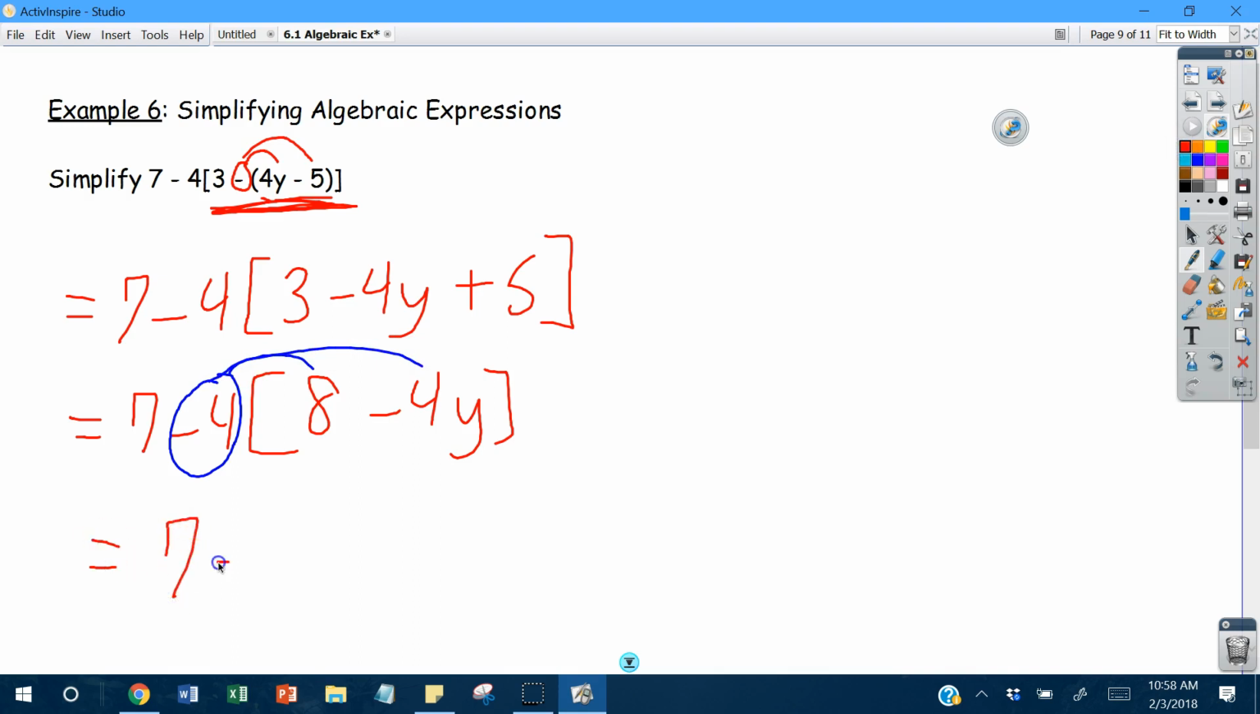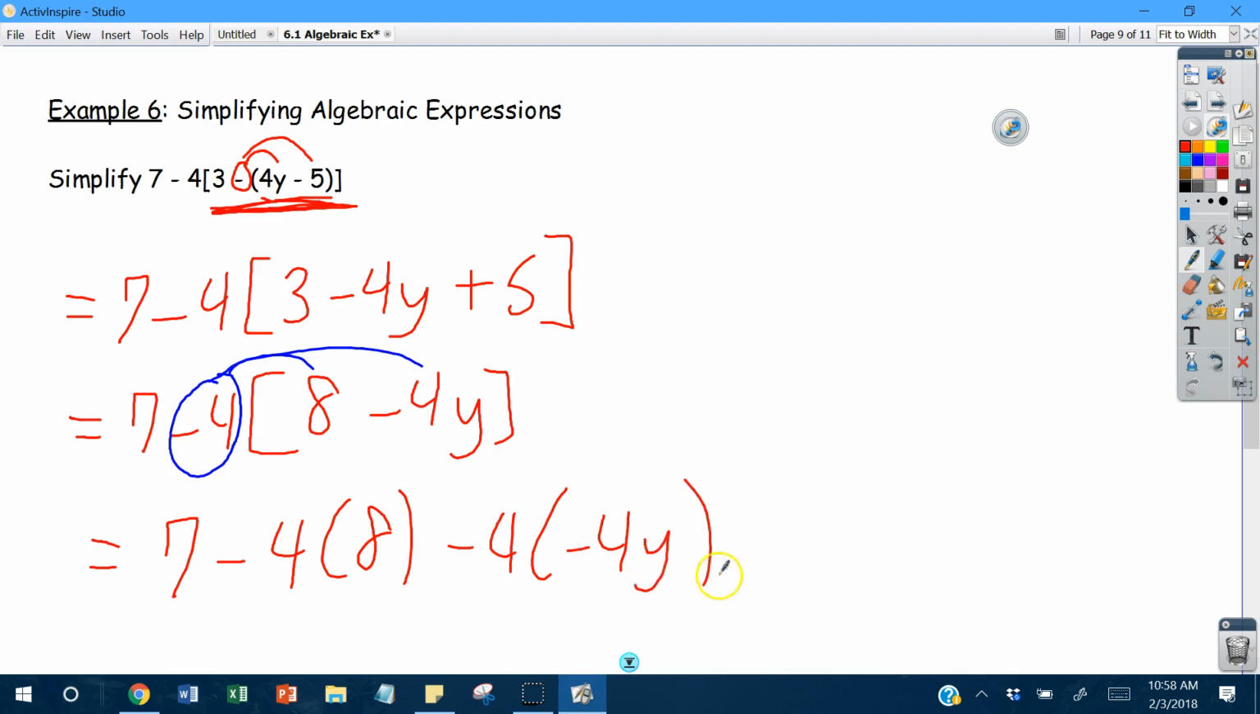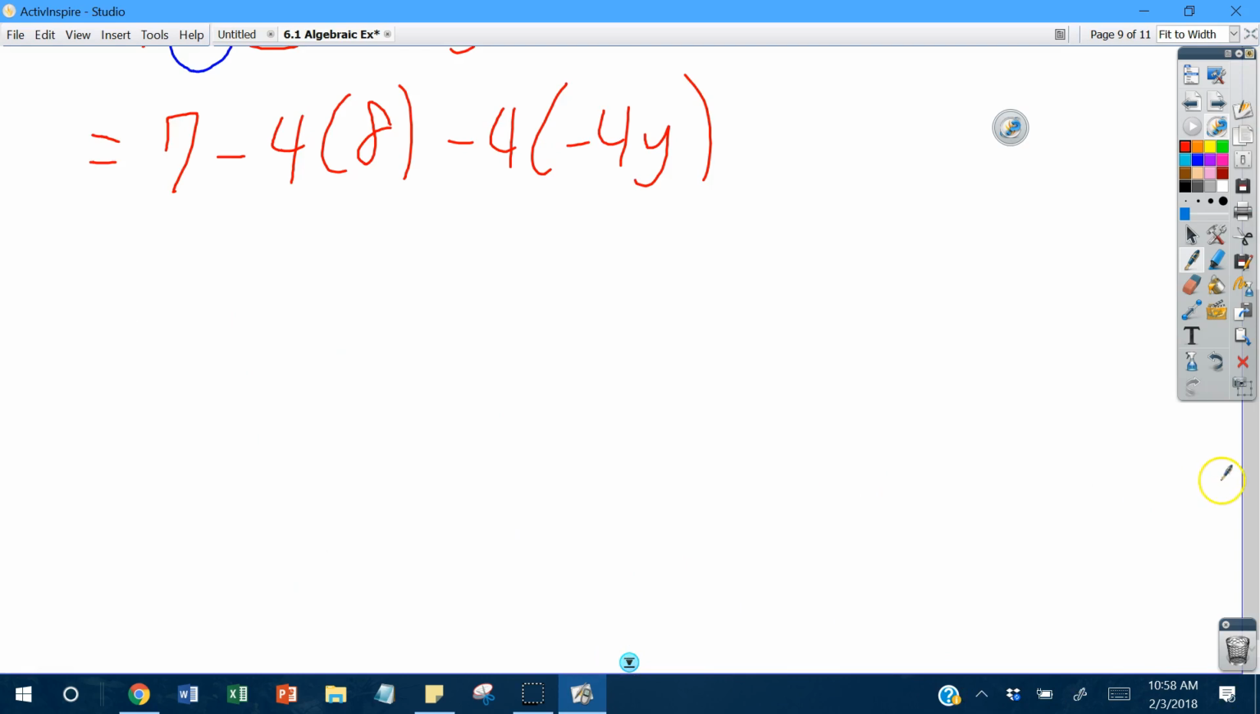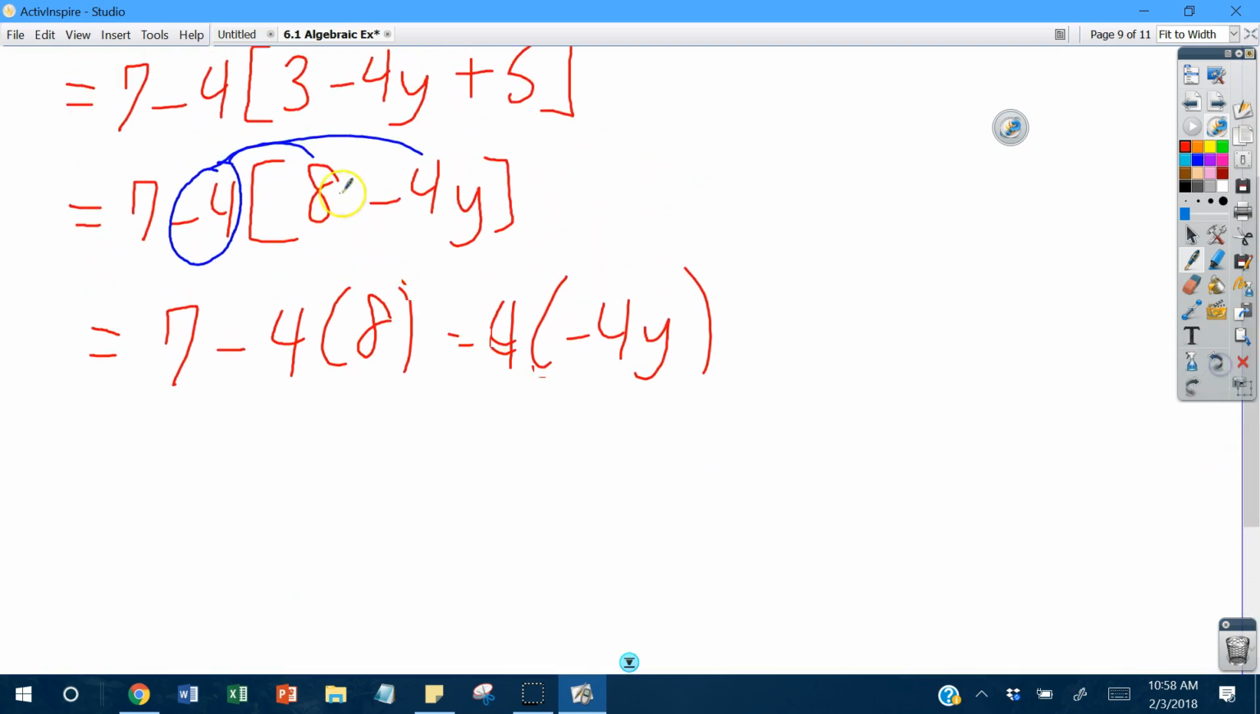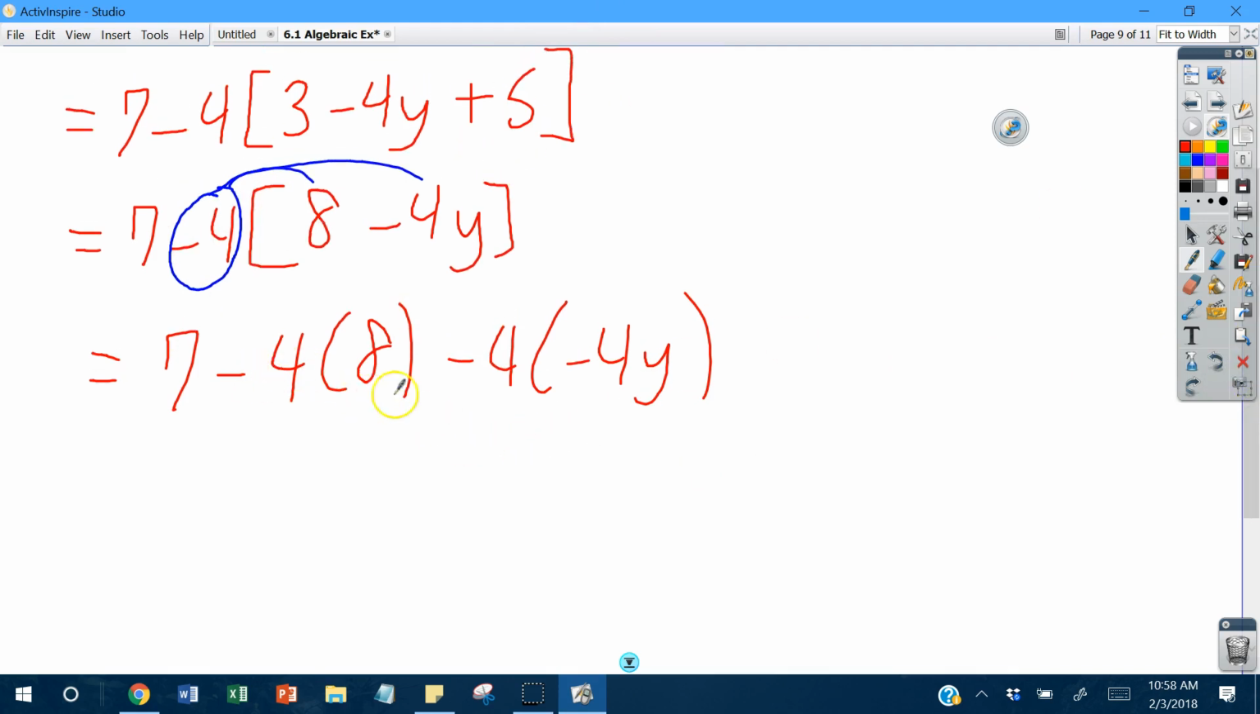So this is going to be 7 minus 4 times 8 minus 4 times negative 4y. And here the minus signs are getting really frustrating because there are so many of them, which is why it's so important to note that this minus 4 is being multiplied by all those things. Okay, so now let's simplify some things. I've got the 7 still. I've got a negative 32. And then I have minus 4 times minus 4y. This is going to be a plus 16y.